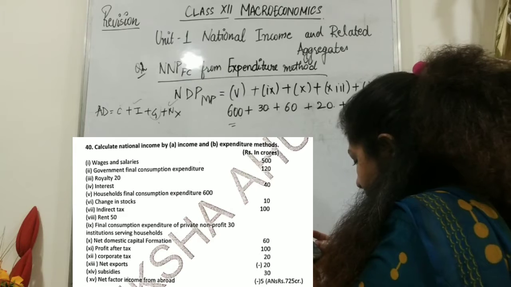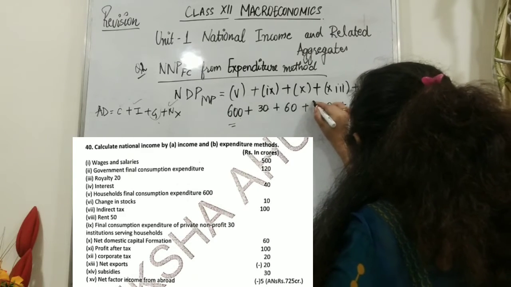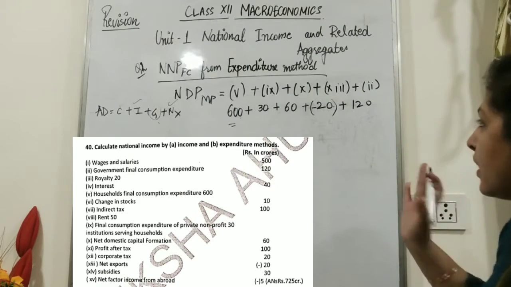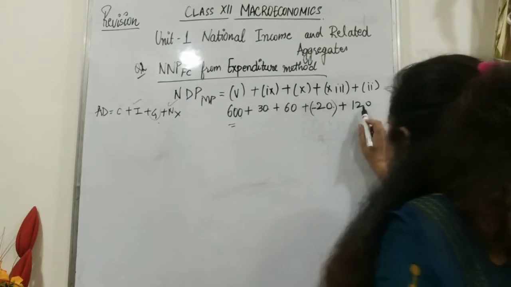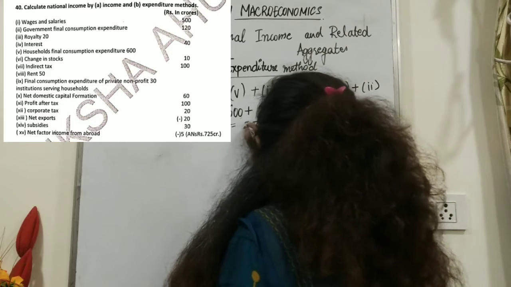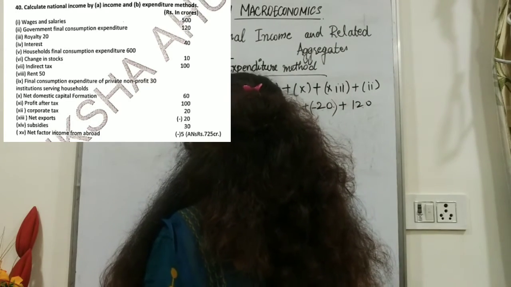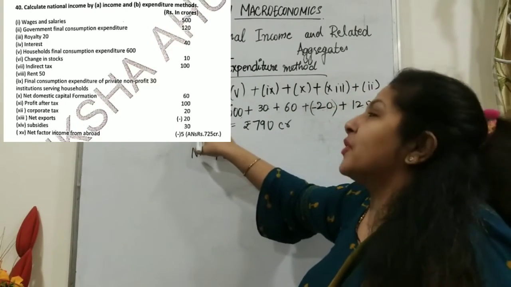Net exports is given to be minus, net exports minus is given. So consider that as well properly. Okay, solve for this. So now 600, 700, 720 minus 2700, 790 crores is my domestic income. But I want NNP. Let's say I got domestic income at market price.